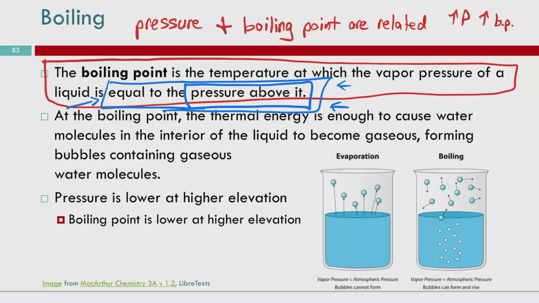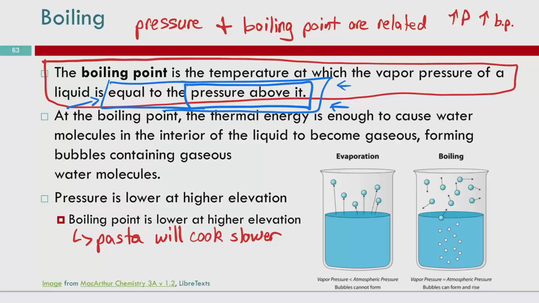The opposite is also true. At lower pressure, like at higher elevation, pressure is lower. So if you go up into the mountains, like if you're at the Mile High City, Denver, or even further up in the mountains, your boiling point is going to be lower at higher elevation. What this means practically is pasta will cook slower, or soups or stews or anything else that's cooking in water is going to cook slower because the temperature is lower.